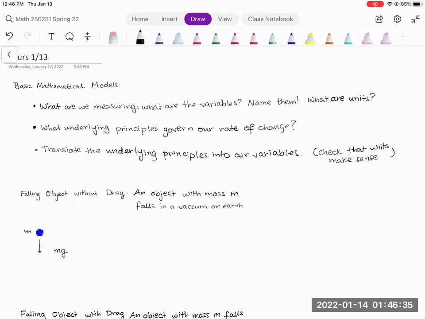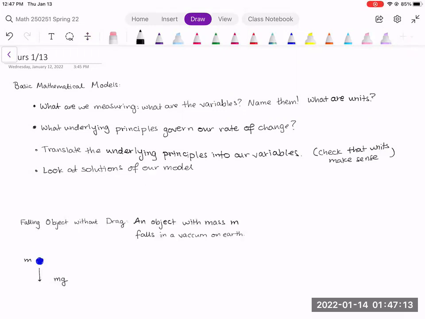All right, and then often what we're going to do is look at our model, look at the solutions of our model. We might look at things like phase or direction fields, slope fields, that is. We might also, if we can solve it, solve it and check to see that basic predictions that we might make for the behavior of our solutions are actually satisfied by the solutions we find. Okay, so we're going to go through a variety of different problems.